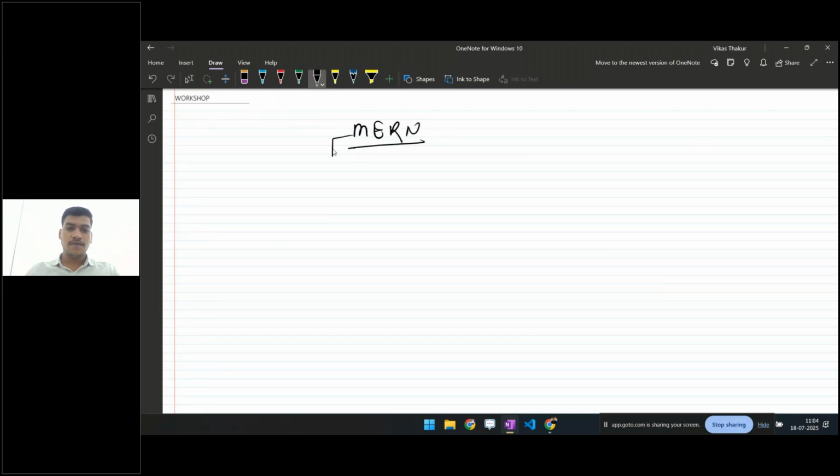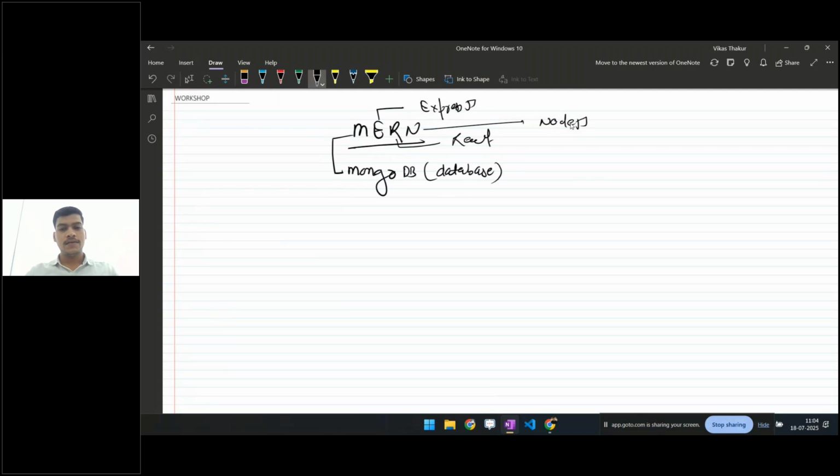First, M stands for MongoDB. Just for now, just listen. That is MongoDB, which comes under the database part. Then E goes with Express.js, R goes with React, and N goes with Node.js. So now you have gathered the point that this MERN Stack is not a single technology. It is a combination of four technologies: MongoDB, Express.js, React.js, and Node.js.